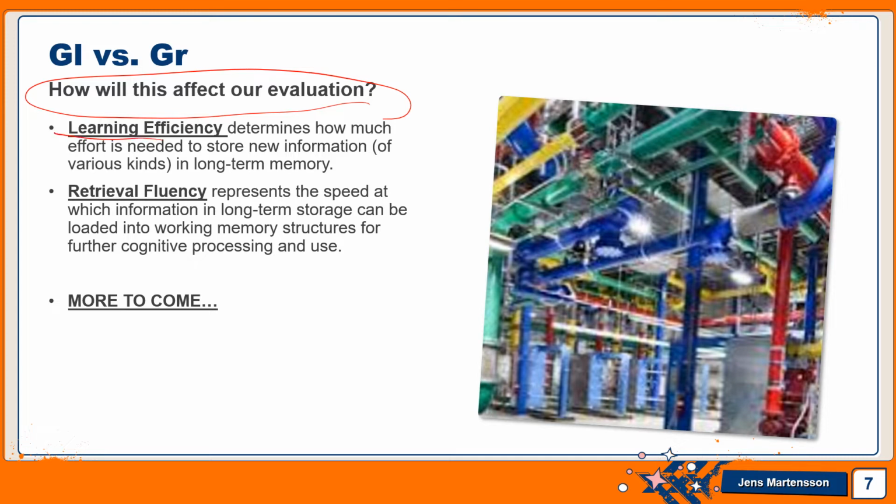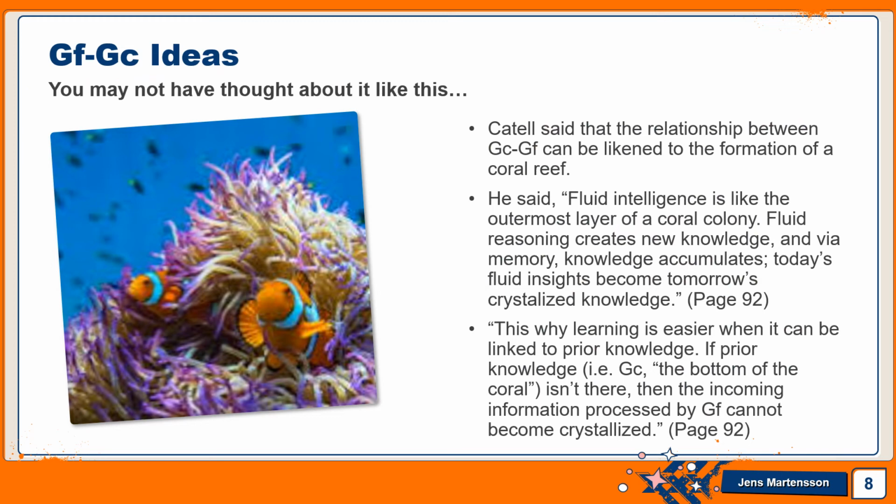So learning efficiency, you have to know what it is first before you can really decide how to go about testing it. Learning efficiency determines how much effort is needed to store new information and put it in your long-term memory. Retrieval fluency is the speed at which you can put it into your working memory and recall it for further cognitive processing and use. So one is encoding and the other is retrieval. And I'm going to talk more about that in a minute.